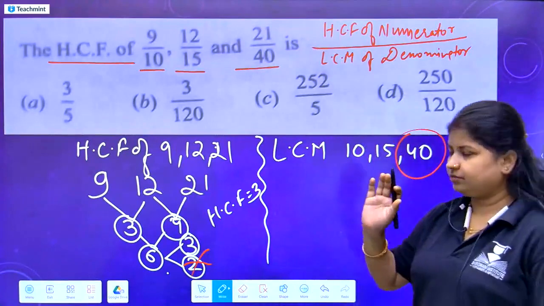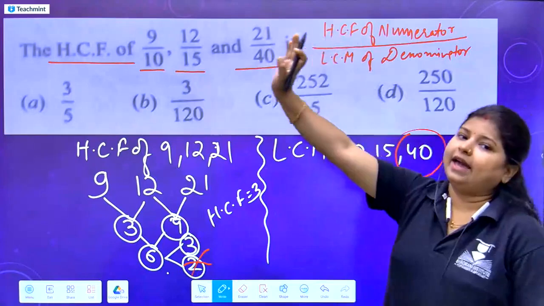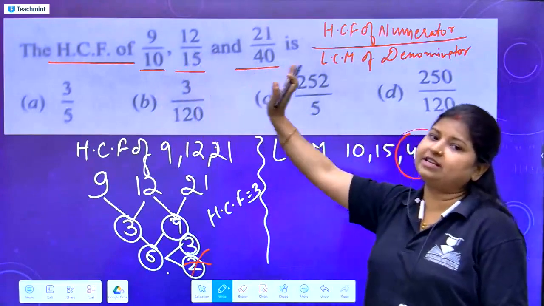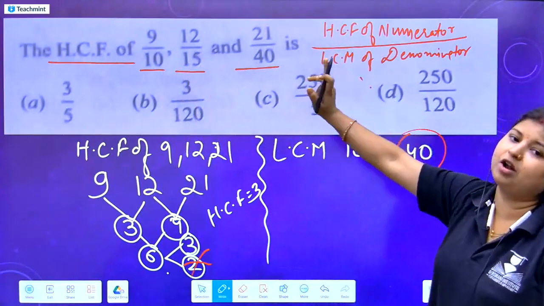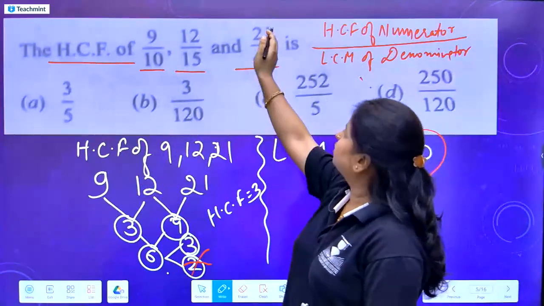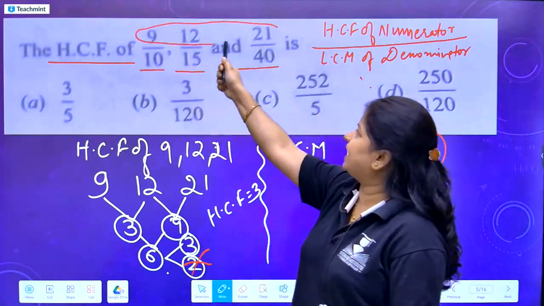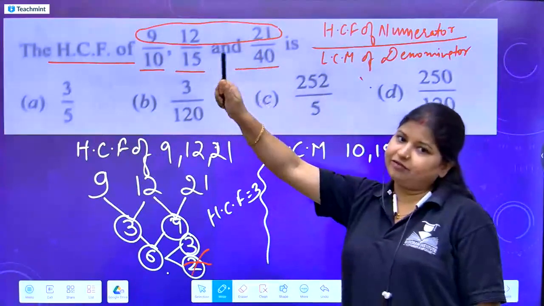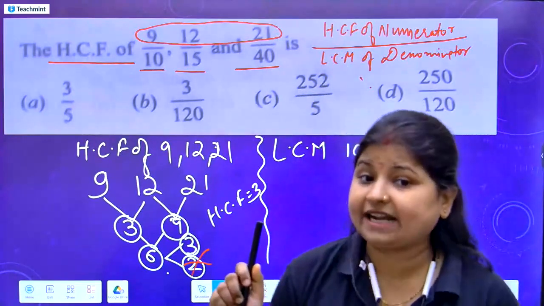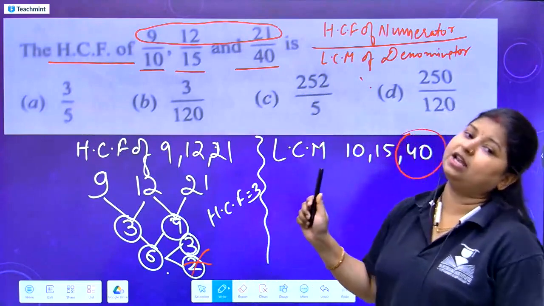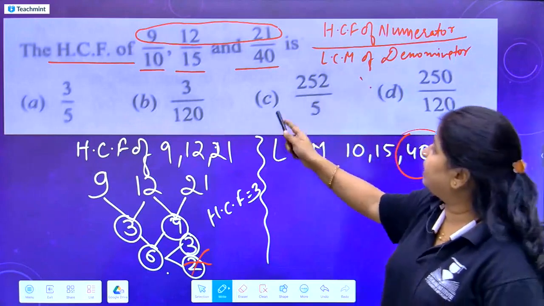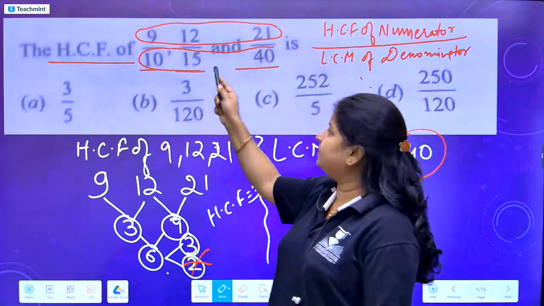HCF of fractions. The formula for it is HCF of numerator upon LCM of denominator. That means first you will take out the HCF of numerator, that is 9, 12 and 21. So HCF of 9, 12 and 21 will be 3. Use the difference method that I taught you. And then you have to calculate the LCM of denominator, that is LCM of 10, 15 and 40.